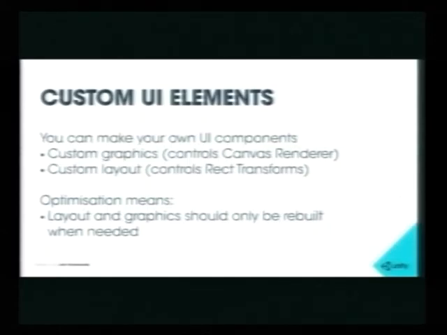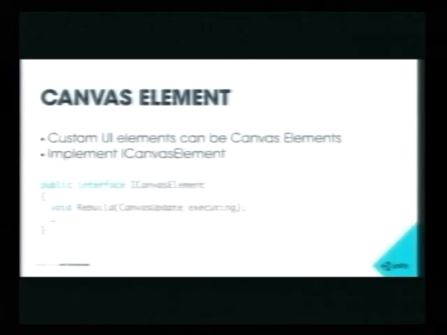In this context, optimize means minimizing the amount of work and situations where layout and graphics need to be rebuilt. So, in the UI system, we have a concept of a canvas element, and all of our C# components that live on a canvas inherit from this. They implement an interface called ICanvasElement, which provides a number of methods. The most important one in this situation is Rebuild.